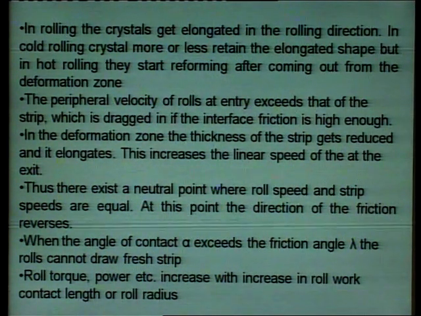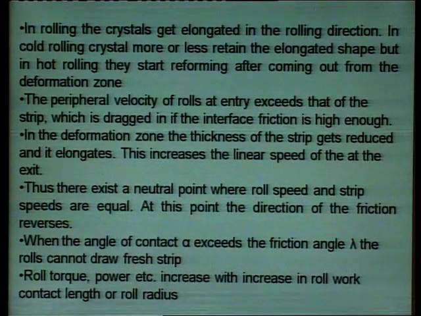The peripheral velocity of rolls at entry exceeds that of the strip which is dragged in, if the interface friction is high enough. That means the rollers will automatically pull it in. In the deformation zone, the thickness of the strip gets reduced and it elongates, so there is an increase in the linear speed at the exit.